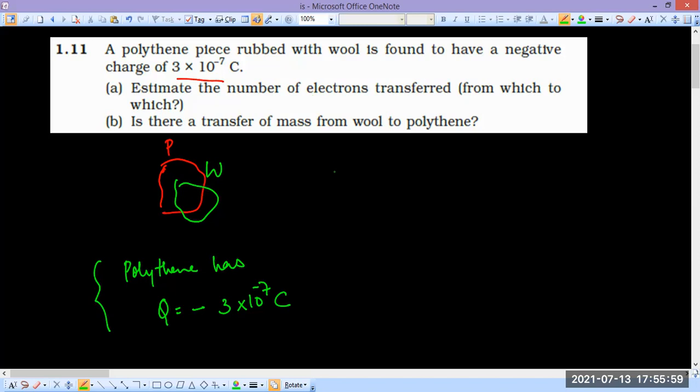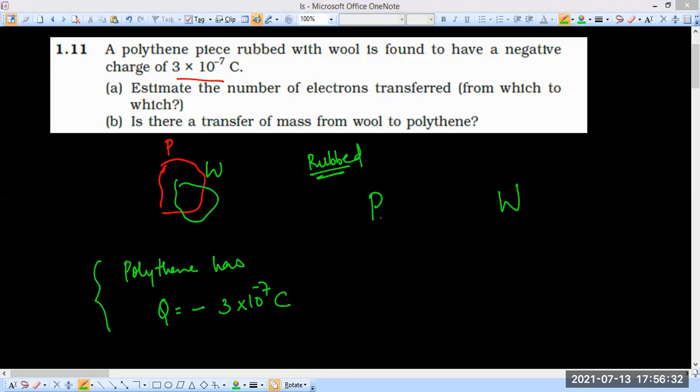So first of all, when we rubbed these two, electrons would have moved. Electrons would have moved from what to what? P for polythene, W for wool. Yes, from wool to polythene, correct. That's why polythene becomes negative, right? So electrons would have transferred from wool to polythene.